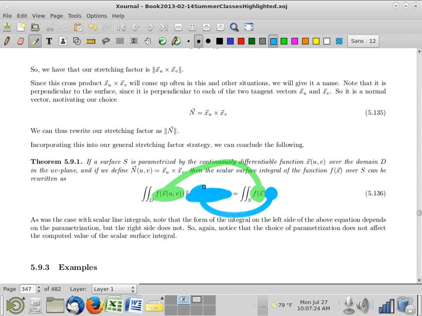Area is a stretched out version of area in the uv plane. The stretching factor, I have a formula for it. Side note, it does end up being convenient to refer to this xu cross xv as capital N. It's just a notational convenience. We're going to be using this notation throughout the rest of the book, by the way. So go ahead and make a mental note that capital N from here on out is going to refer to xu cross xv.